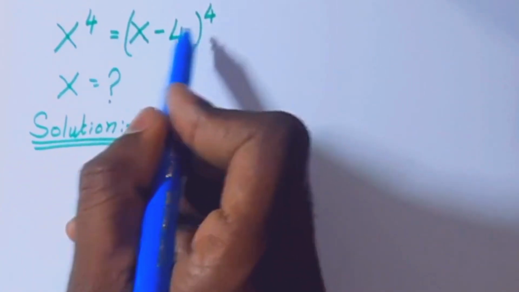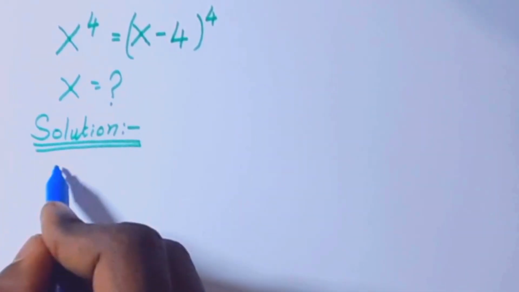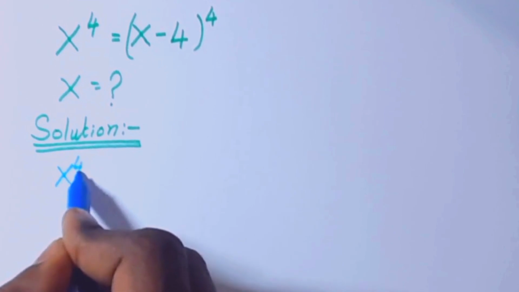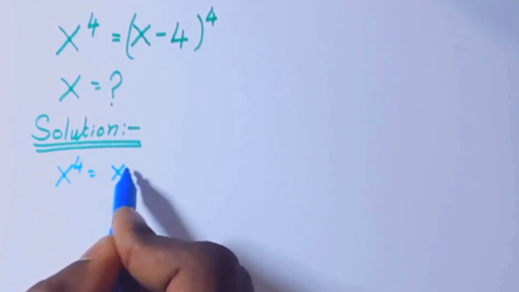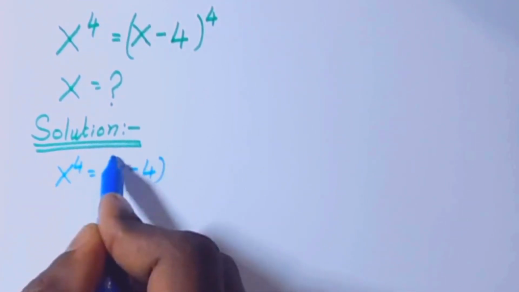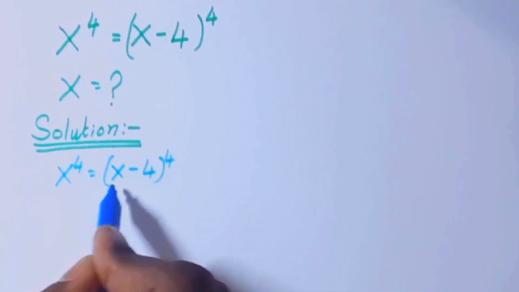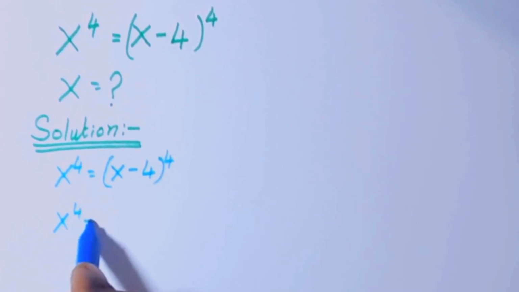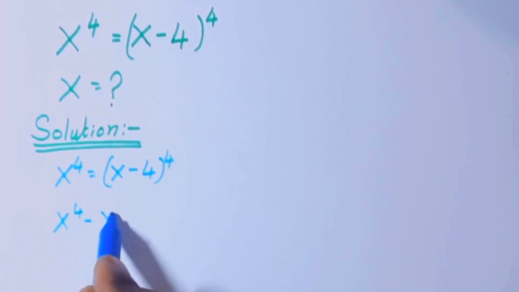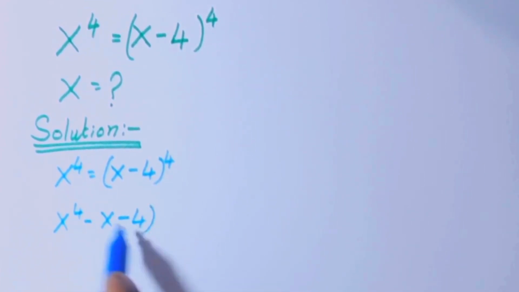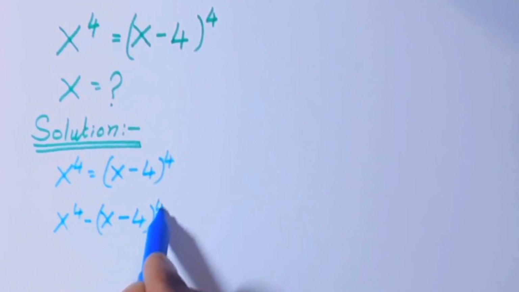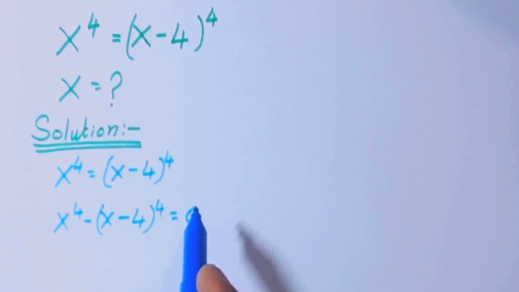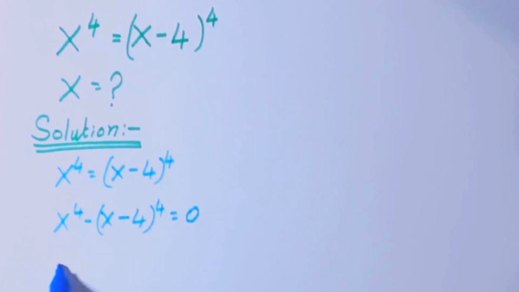Today we are going to solve this equation to find the x value solution. x power 4 equal to (x minus 4) whole power 4. Now we are moving this to the left hand side. So x power 4 minus (x minus 4) whole power 4 equal to 0. Now we are changing this power.